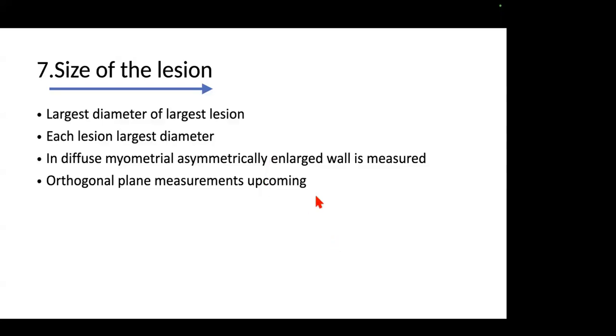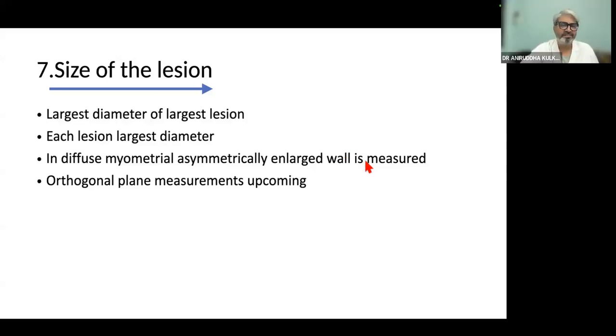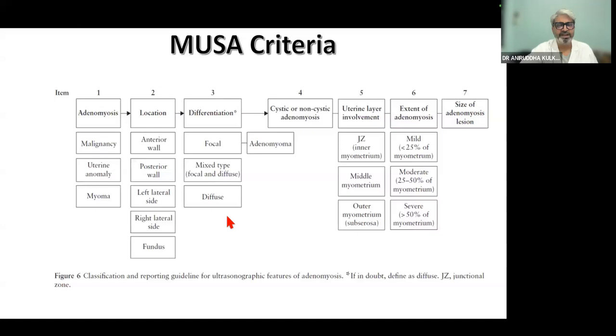So once again, apologies on my part, but anyway, let us proceed. Size of the lesion is the last point to consider. The largest diameter of the largest lesion we will take into account. Each lesion's largest diameter can be considered. In a diffuse myometrial asymmetrically enlarged wall, the wall is measured, and orthogonal plane measurement is upcoming. And as we have started doing 3D mapping of fibroids, eventually we will end up doing the same thing. So it's as simple as that.